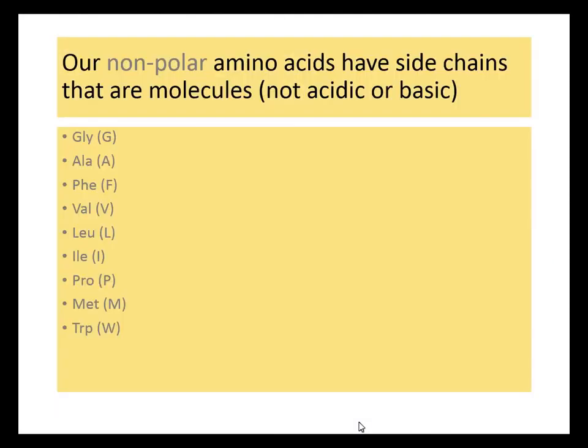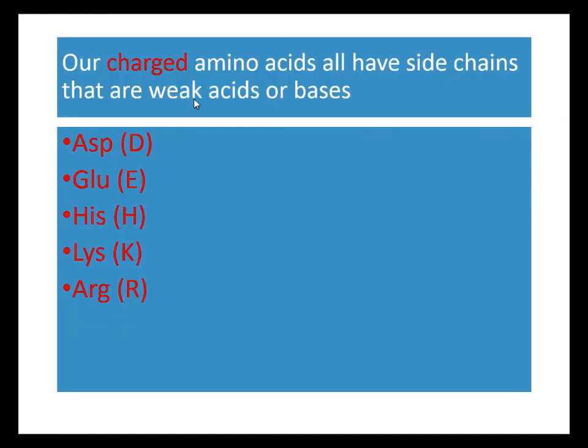You may be feeling a certain amount of despair right now, like, can you ever predict anything? But there are some big patterns. The amino acids that you learned as the nonpolar amino acids all have side chains that are nonpolar molecules. They don't have acidic or basic properties. So that's an easy way to remember that tryptophan doesn't have any acid or base properties. The amino acids that are charged all have side chains that are either weak acids or weak bases. Aspartic acid and glutamic acid are obviously acids, and histidine, lysine, and arginine are weak bases.